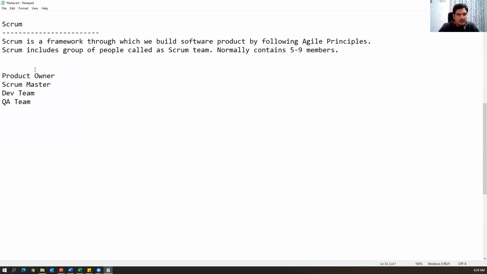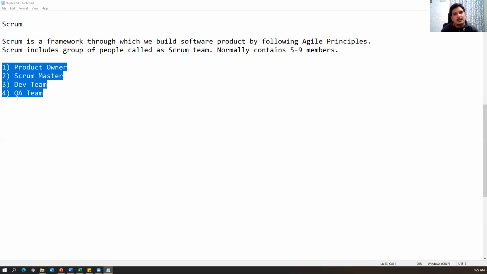So what are those people? The product owner, the Scrum master, all the people who are working under development, and all the people who are working under QA. These are all the people who come under the Scrum team. Normally 5 to 9 members will be there: product owner, Scrum master, dev team, and QA team. These are the four types of people involved in the Scrum team.